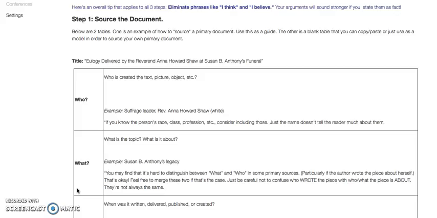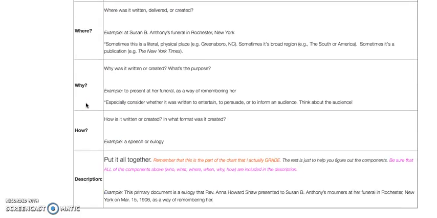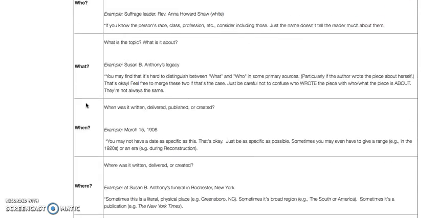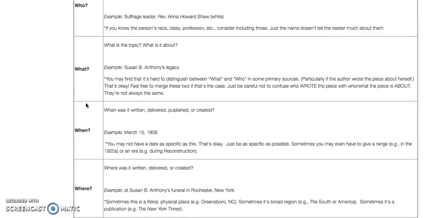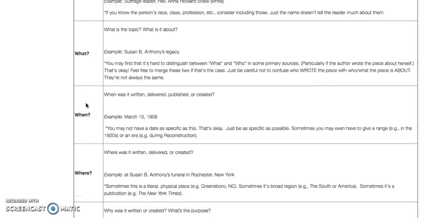So sourcing is basically telling me these 6 components: who, what, where, when, why, and how, and then putting them all together. And the purpose of that is to ground yourself in this specific source so that you can start thinking about who wrote it and why they wrote it, their audience, that kind of thing, which will help you answer some deeper questions about the source later on.